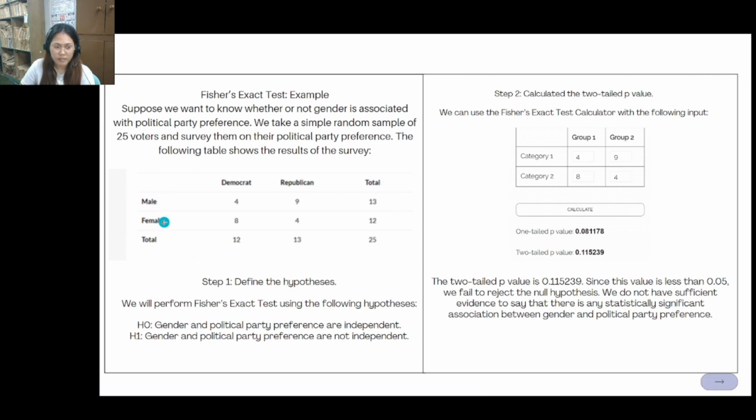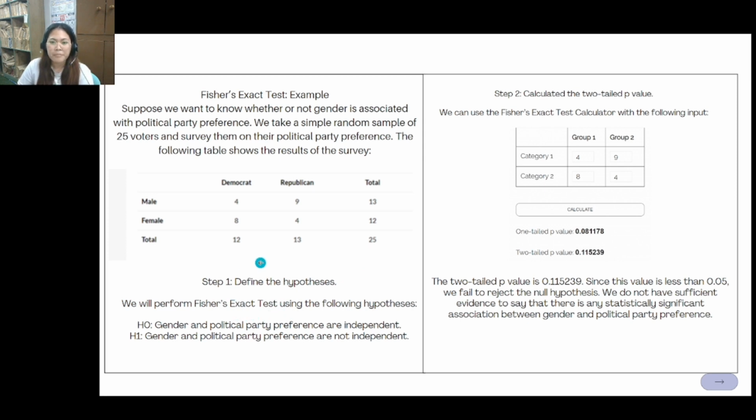Female, male, Democratic, Republican, and the total. In Democratic there are 4 females and 8 males. In Republican there are 9 females and 4 males. So we need to add this one. 4 plus 8 is equal to 12. 9 plus 4 is equal to 13. 13 plus 12 is equal to 25.